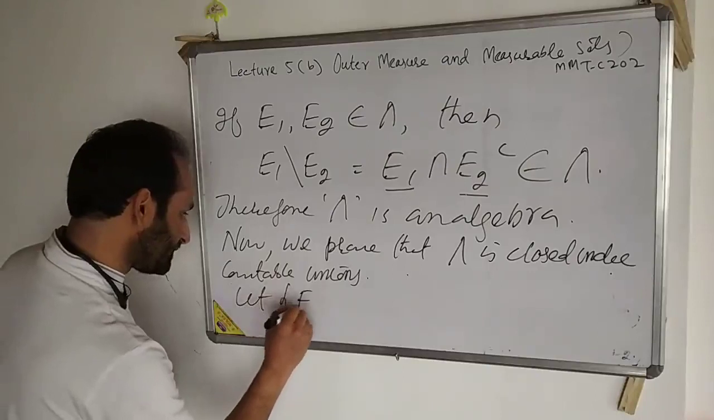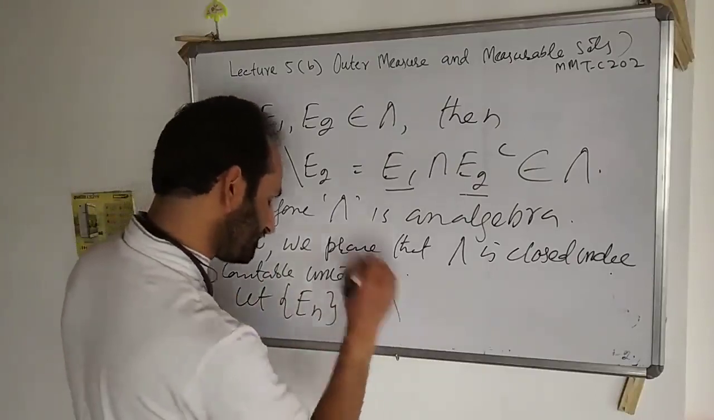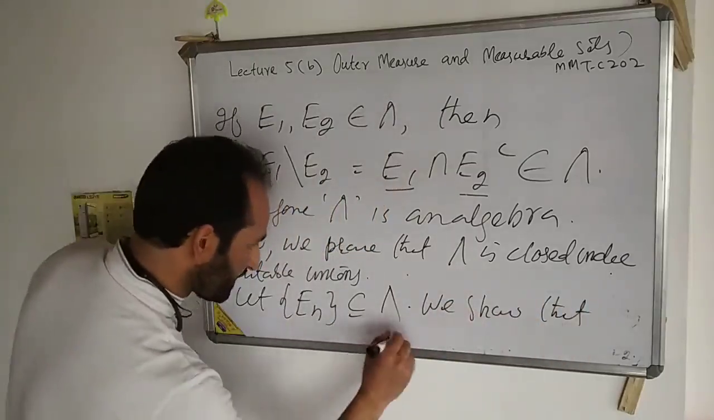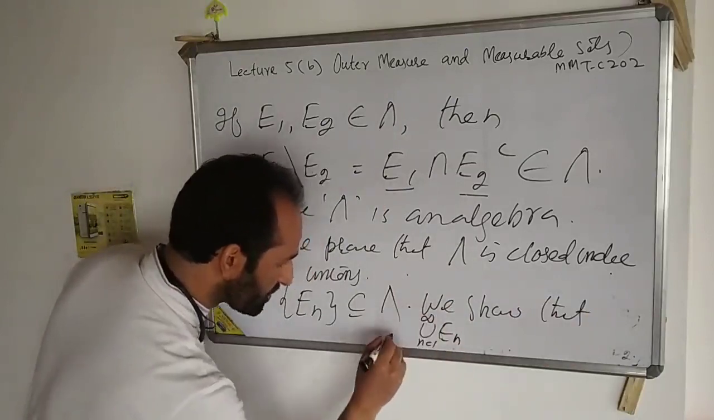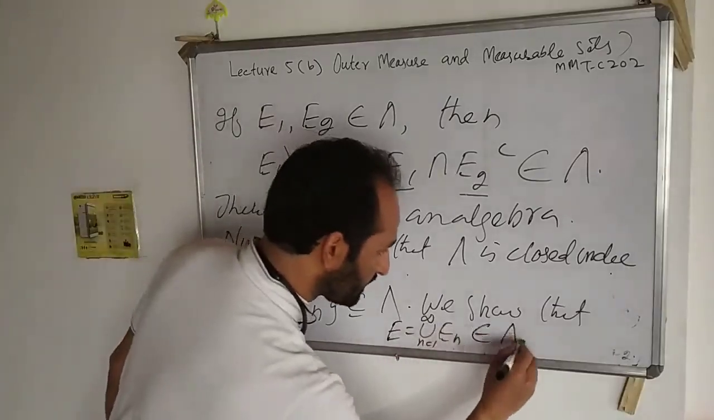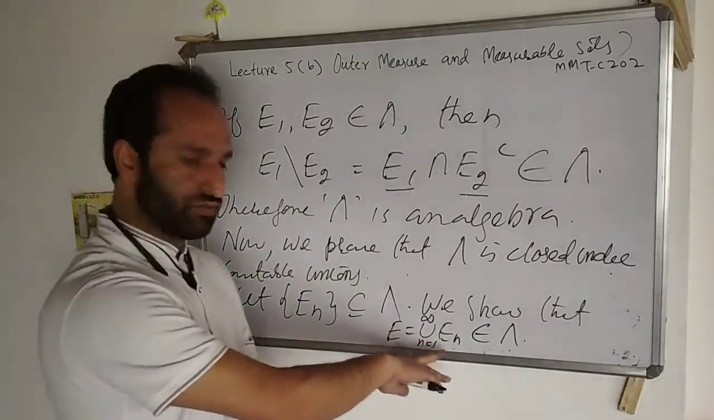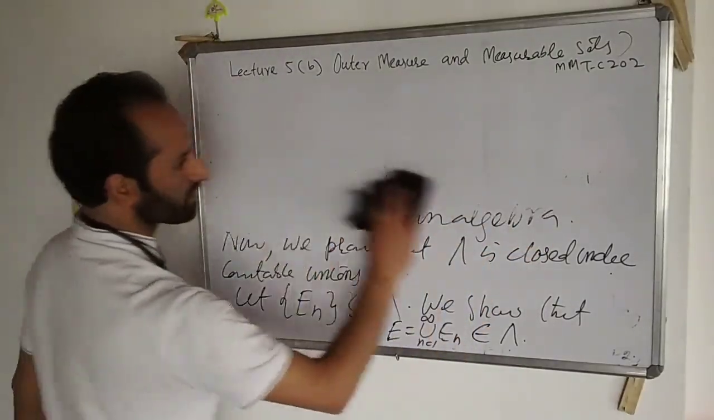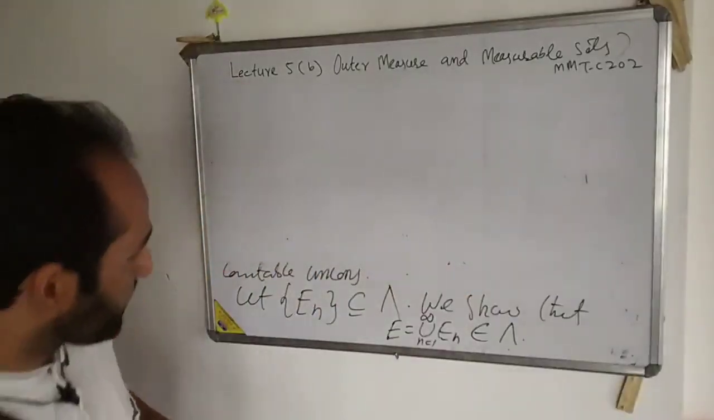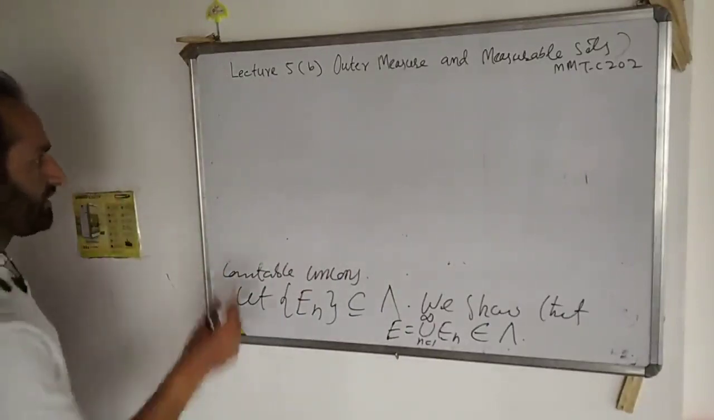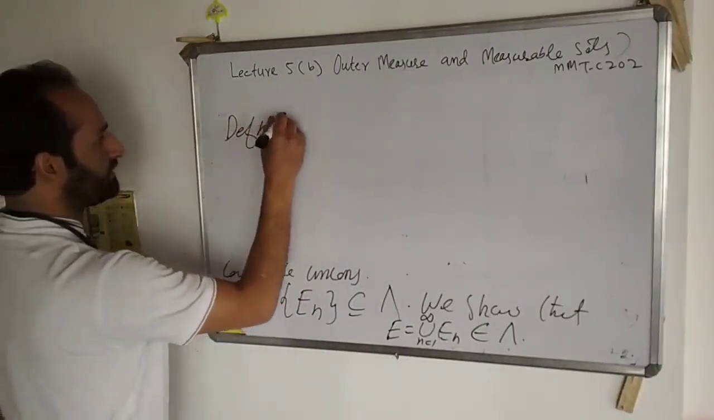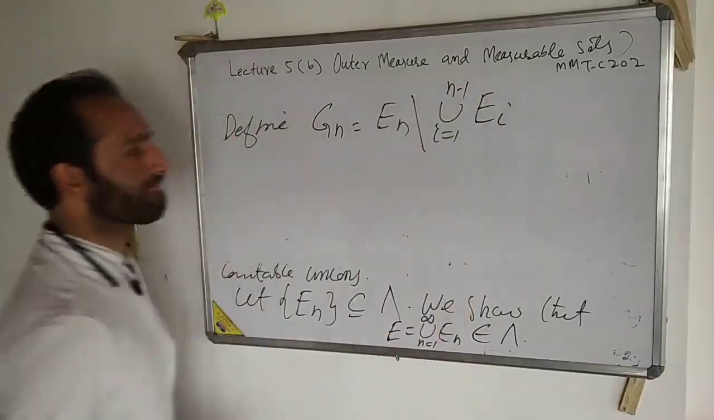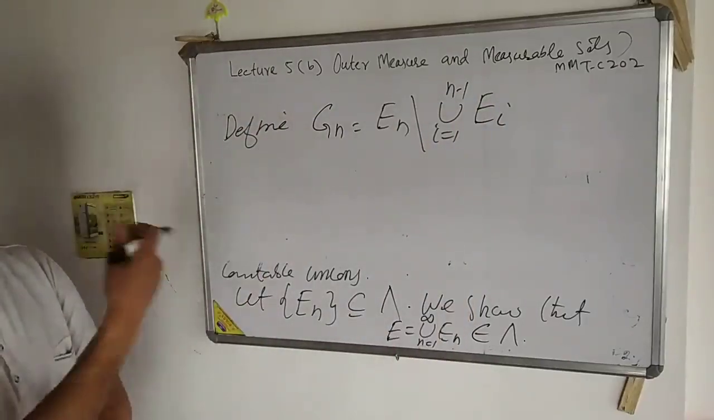Let En be members of lambda. We show that the union of En, n runs from 1 to infinity, which we'll denote by E, is also a member of lambda. This is what we have to prove. To prove this, we construct a new sequence, say Gn. Let's define Gn, which is a disjoint sequence. Define Gn equal to En minus the union of Ei, i runs from 1 to n minus 1. It's a disjoint sequence G1, G2, and so on. It's already discussed.